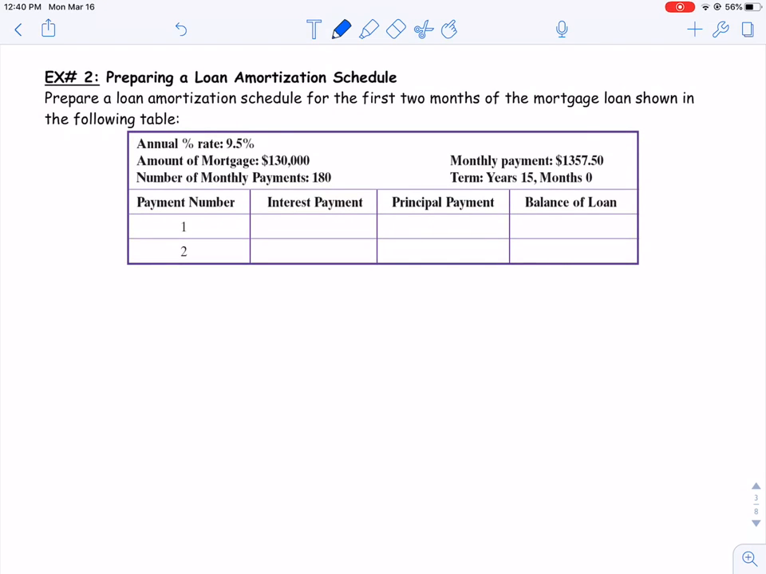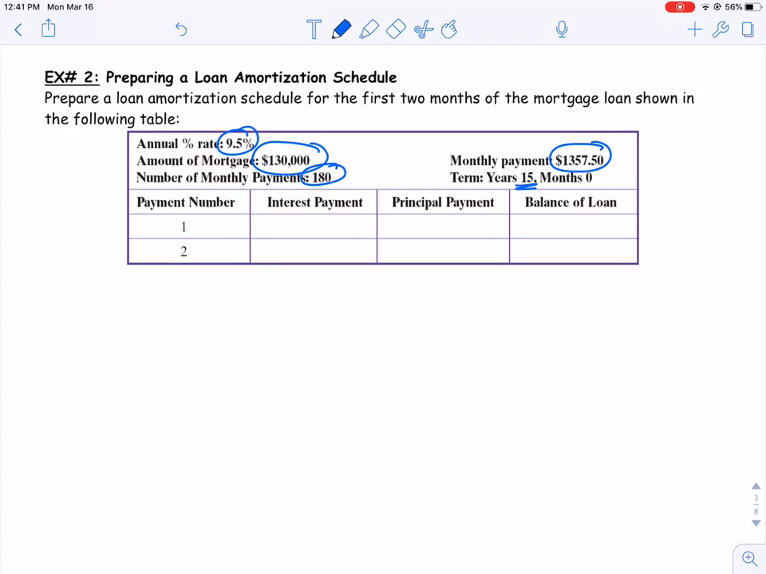Okay, so looking at example number 2, it says here, prepare a loan amortization schedule for the first 2 months of a mortgage loan shown in the following table. It looks like our interest rate is 9.5%. The amount of our mortgage is $130,000. There are 180 payments that we're going to end up making because it's a 15-year loan. So every month for the next 15 years, we've got to make our payment.